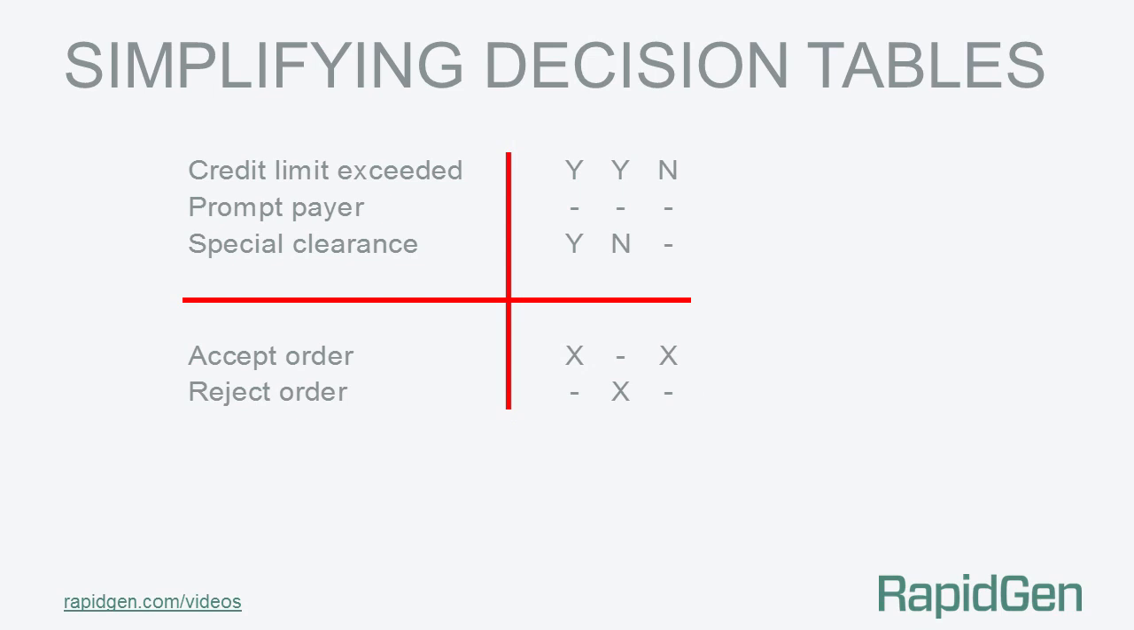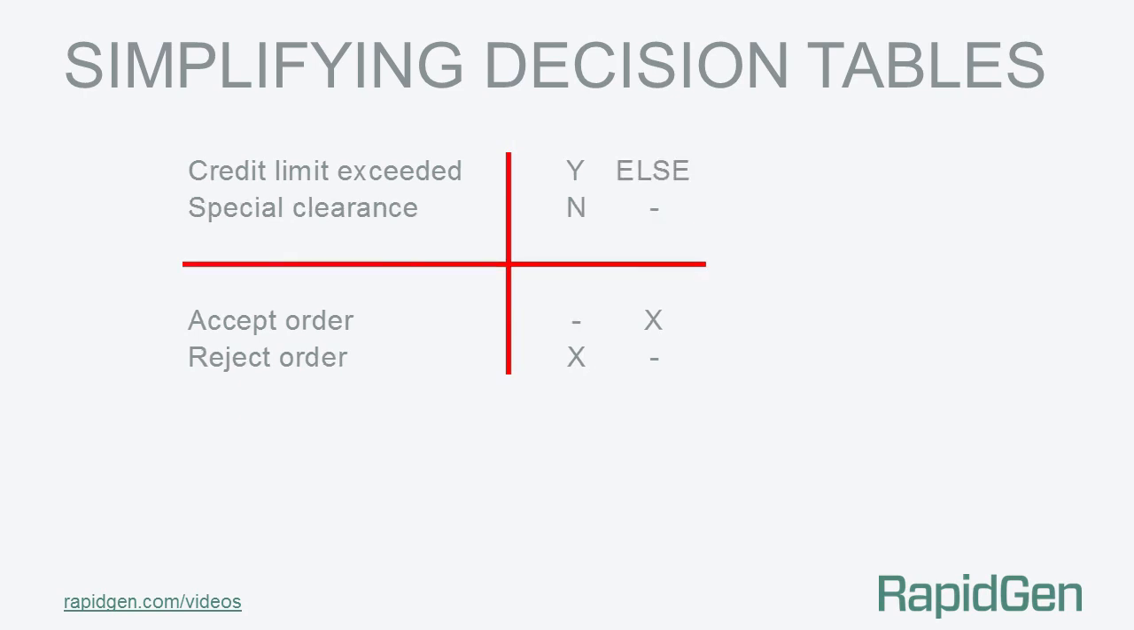This table can't be simplified any further using the simplifying rules. However, we can see that condition test 2, is the customer a prompt payer, is no longer relevant and can be removed. One final thing we can do is to keep rule 2 and replace rules 1 and 3 with an else rule.